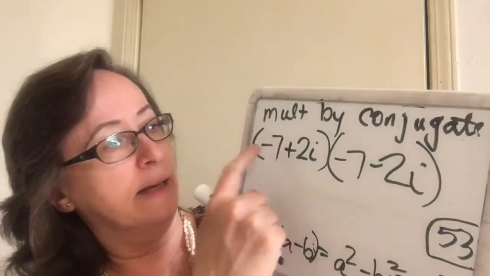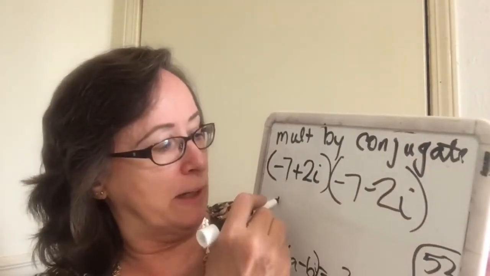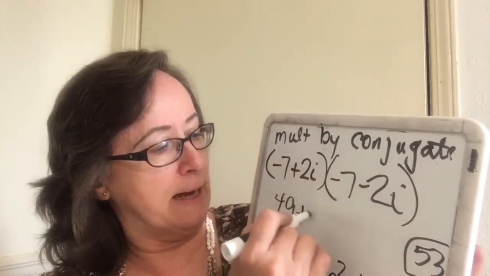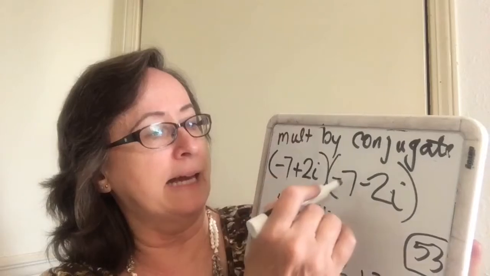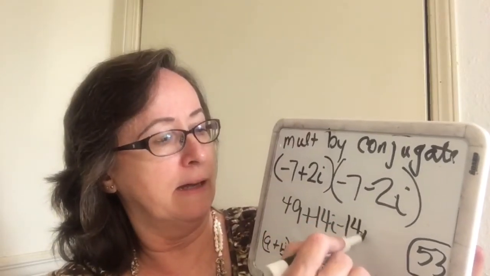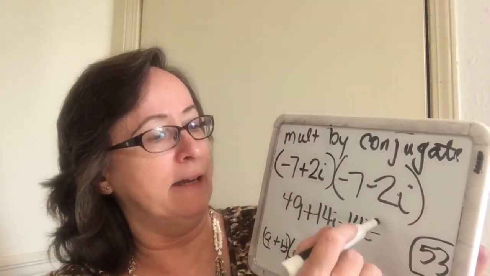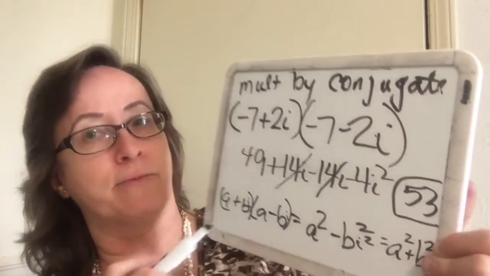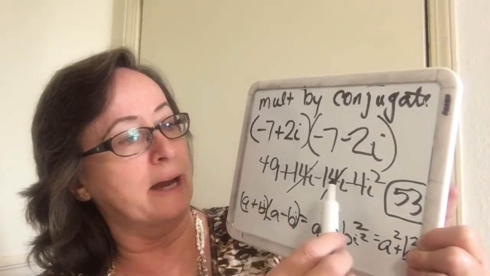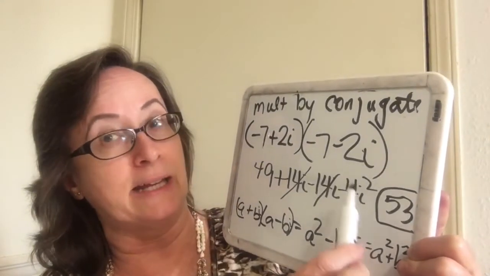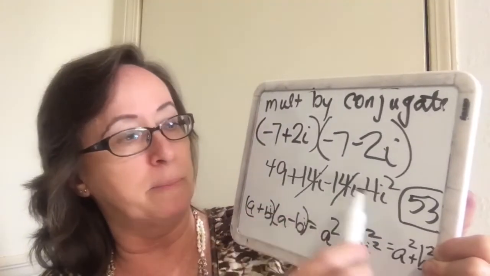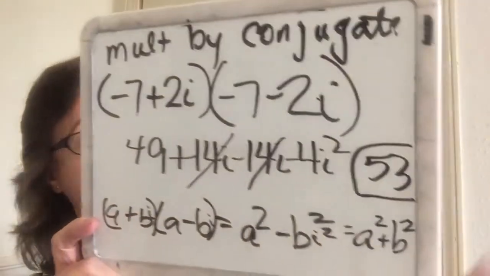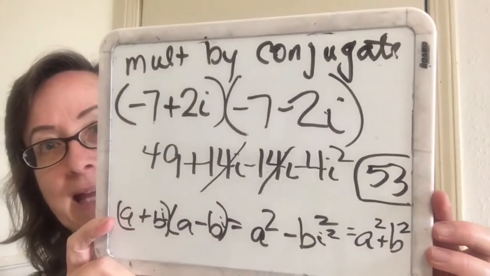Let's FOIL it. Negative 7 times negative 7 is 49. And then the outside is a positive 14i. The inside is a negative 14i. And the last is a negative 4i squared. Okay, the 14i and the negative 14i cancel. 49 minus 4 times a negative 1 is a plus 4. 49 plus 4 is 53. So we have a little bit new, different formula than we had before.